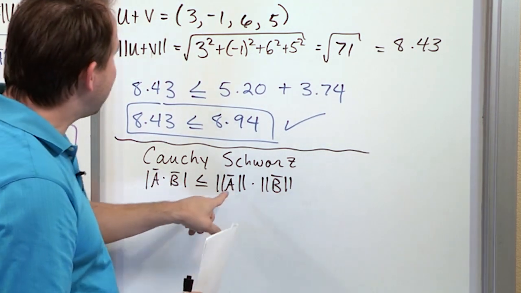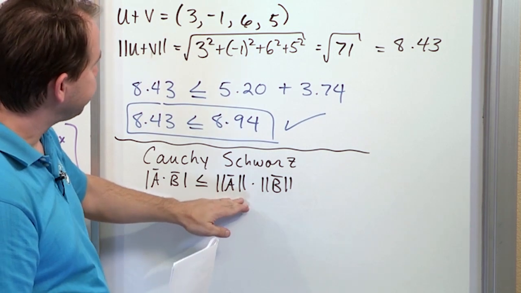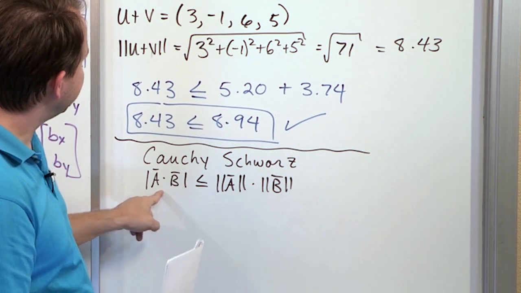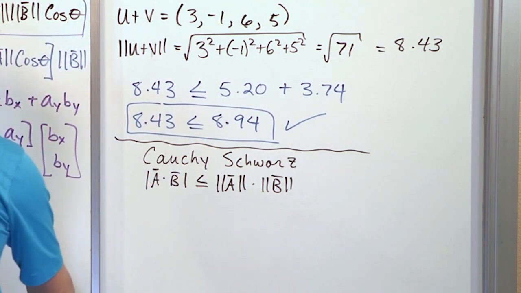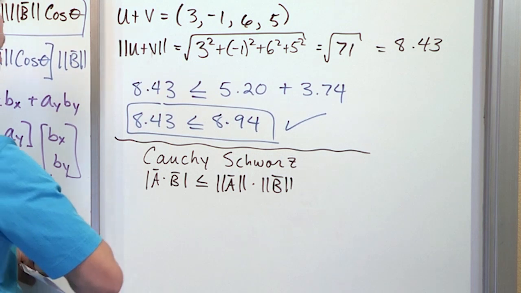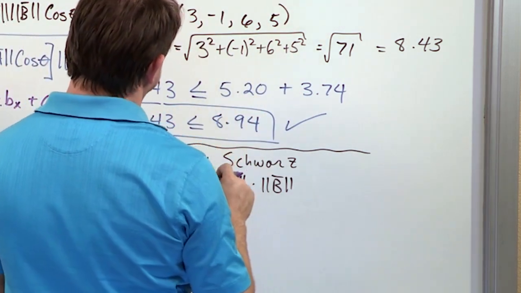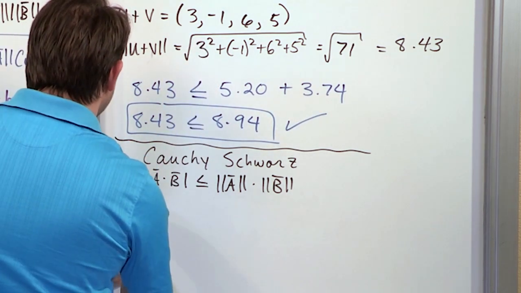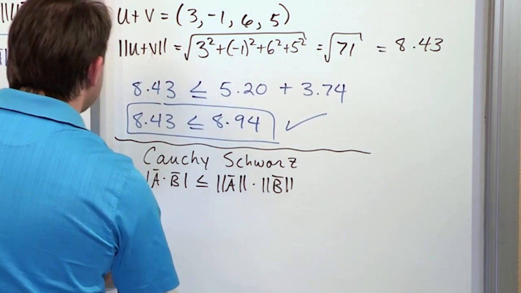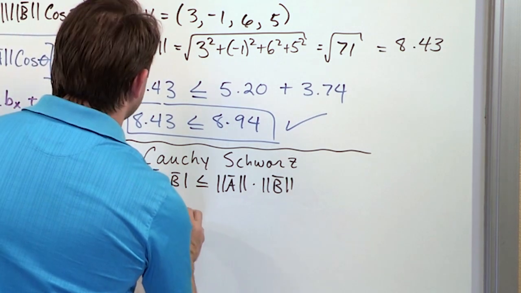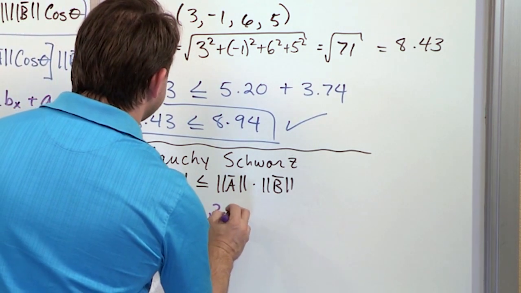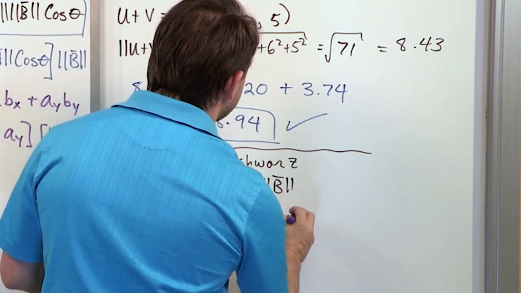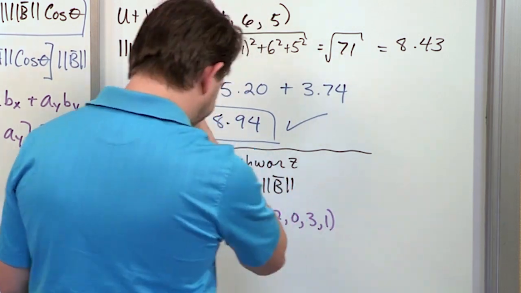Now we already know what the magnitude of A is. We're using the same vectors here. That was calculated up there. We already know what the magnitude of B is. So what we need to do to get the left-hand side is find the dot product. And we know how to find the dot product because we know what the vectors are. In this case it's u and v, so I'll say u dot v. The u vector, don't forget, was 1, negative 1, 3, 4. I'll just rewrite it here, and we'll dot it with the v vector, 2, 0, 3, and 1.